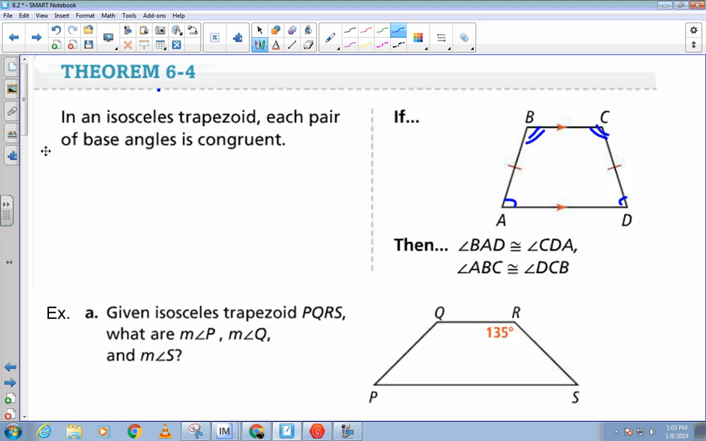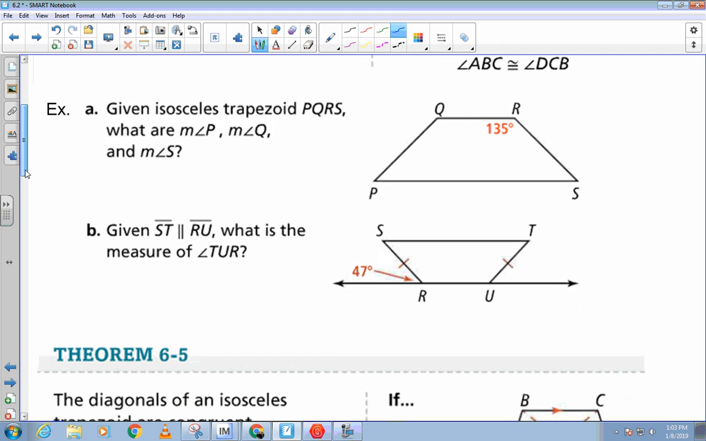Now, does angle B and A still have the same relationship as the other page? What was that? They equal 180, right? So in an isosceles trapezoid, the base angles are congruent, and the other pair are supplementary, just like in the regular trapezoid. Okay, so here is a question.